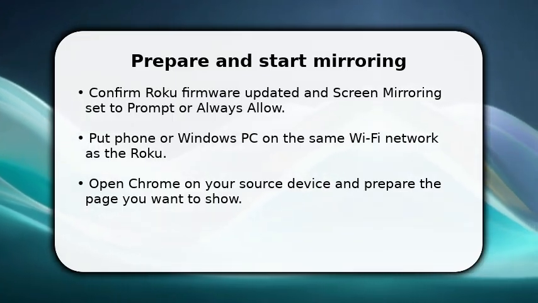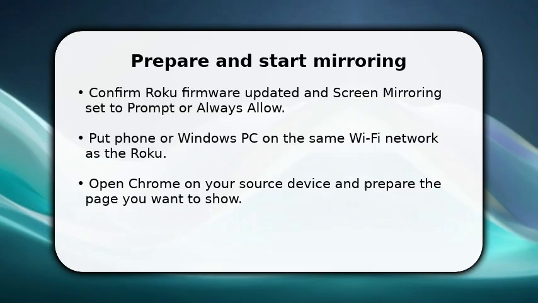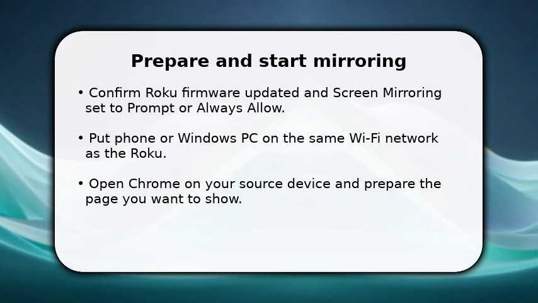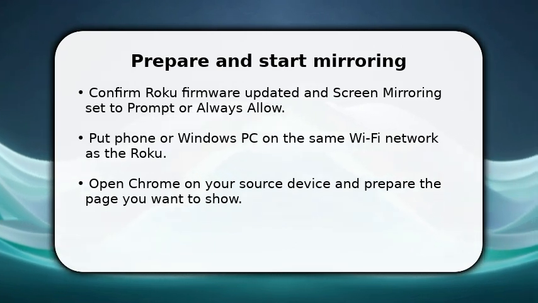Meanwhile, open Chrome and load the tab or site you want to display. These steps remove common connection blockers and let you move straight into casting or mirroring without delay.